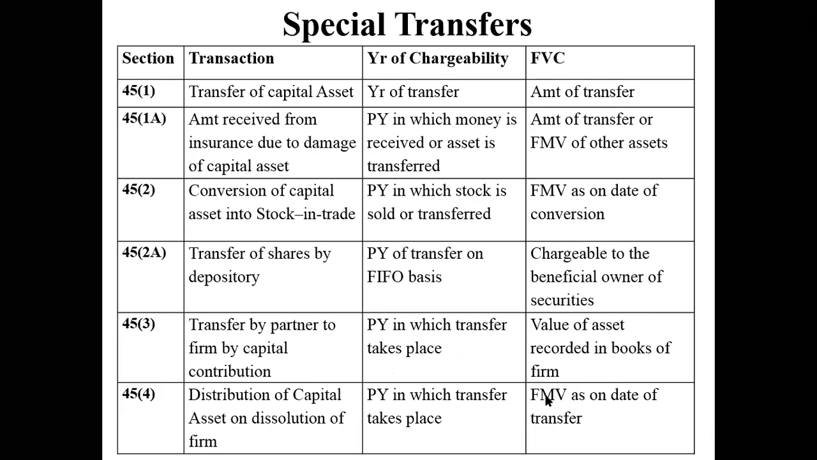Suppose three or four of you are in a partnership firm and you decide to discontinue that firm. The firm has some assets. So in which year did you stop that business? That you have to consider as the previous year. Then in that previous year, you have to find out who took what type of assets and what was the amount of assets each one of you took from the firm. That is the fair market value of transfer.